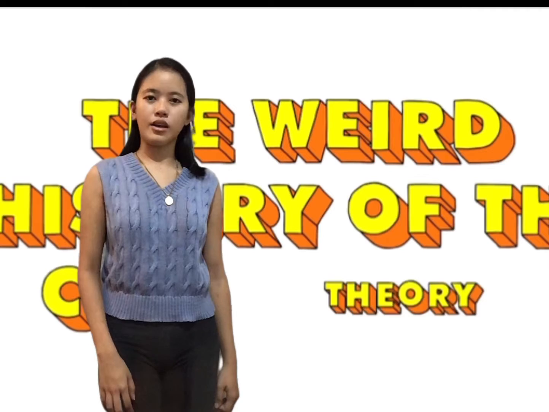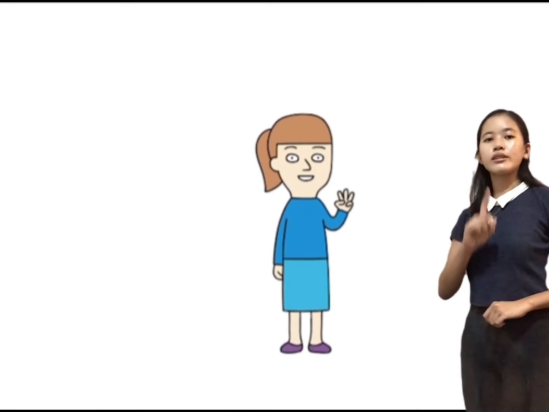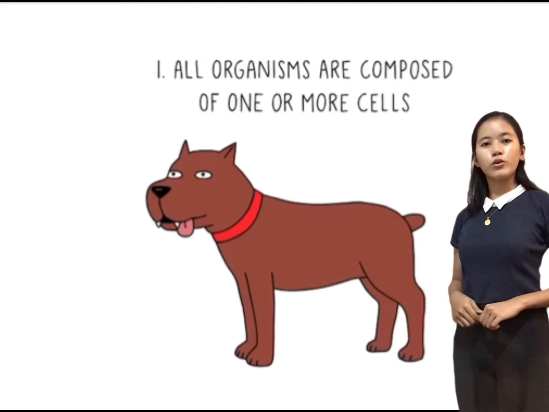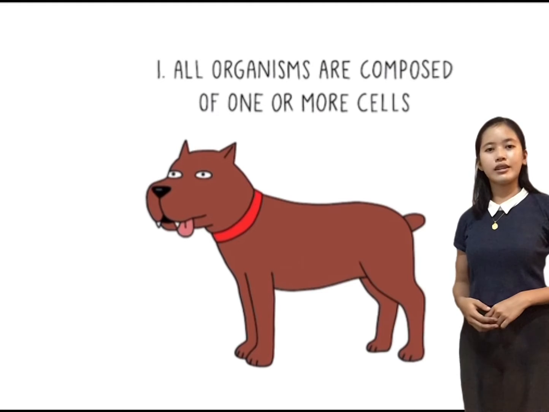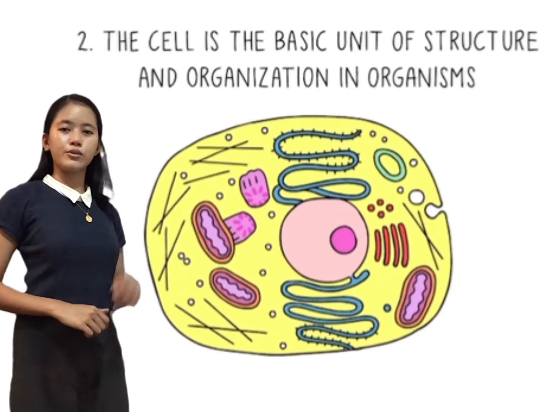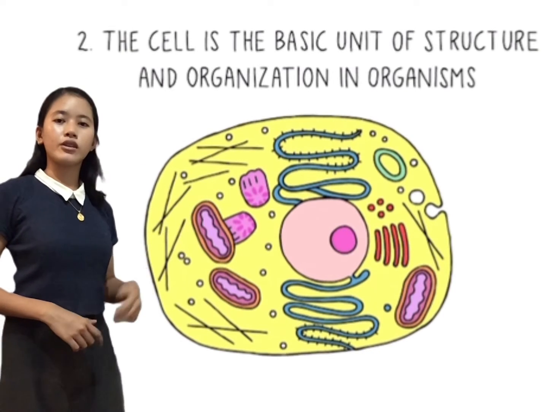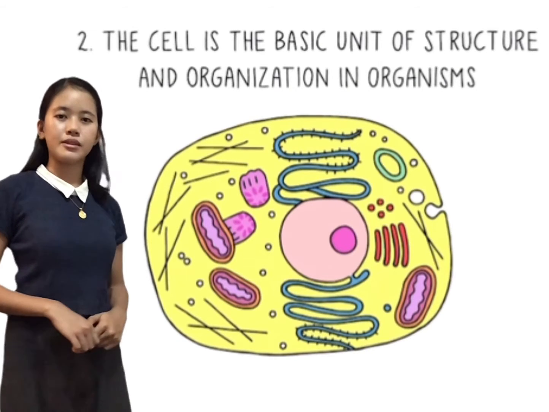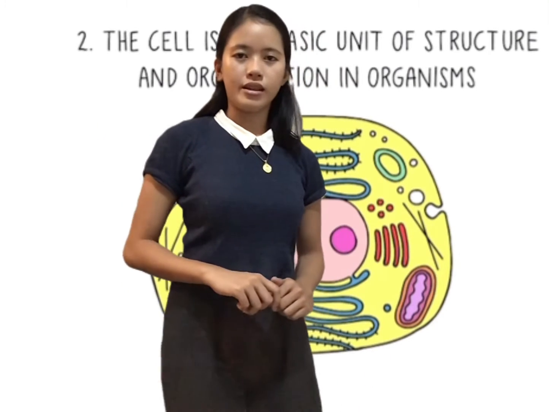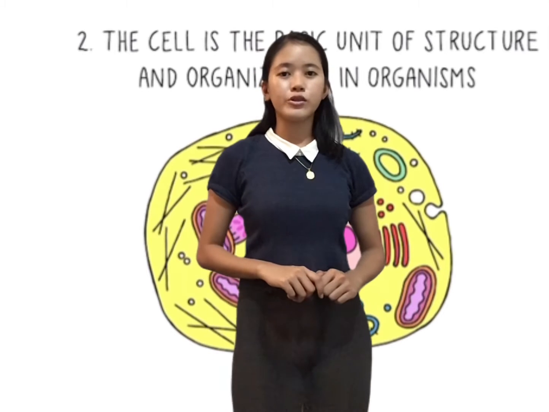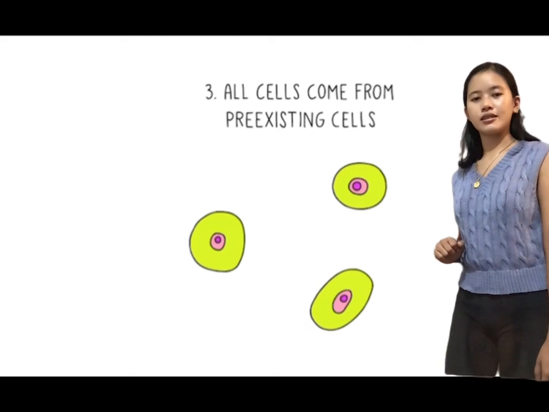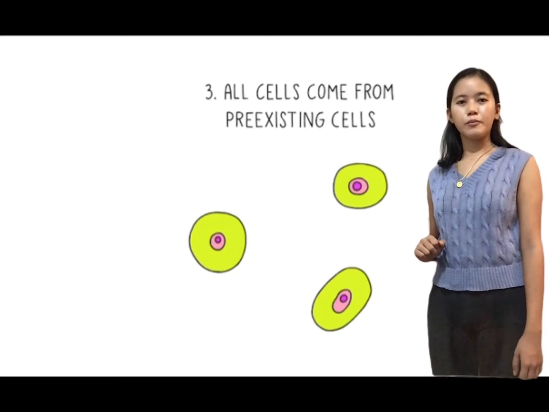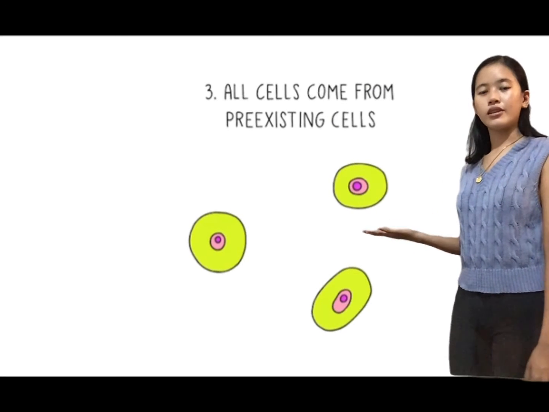Let's take a look at the cell theory. Did you know that there are three main points of cell theory? The first one is that all living things are made up of one or more cells, and that is how the cells contribute to the structures of living things. Number two, the cell is the basic unit of structure and organization in organisms. Cells carry out the life processes of organisms, which contributes to function. Number three, cells arise from pre-existing cells, meaning a new cell comes from an old cell through cell division.